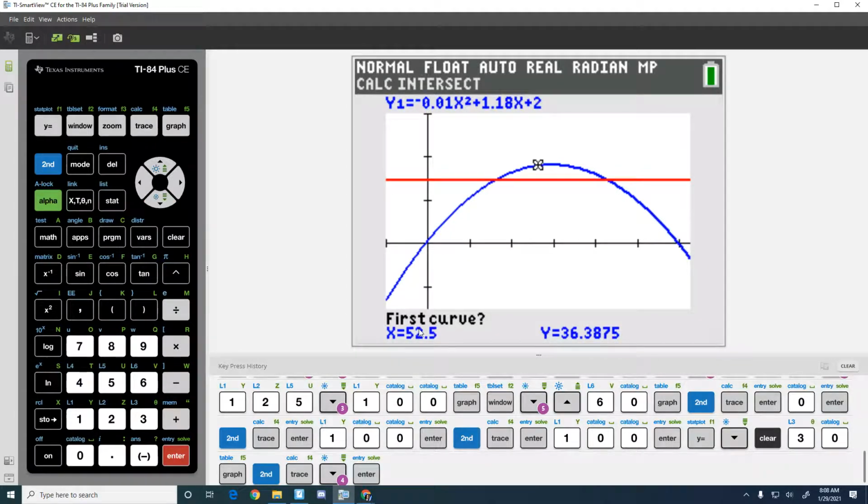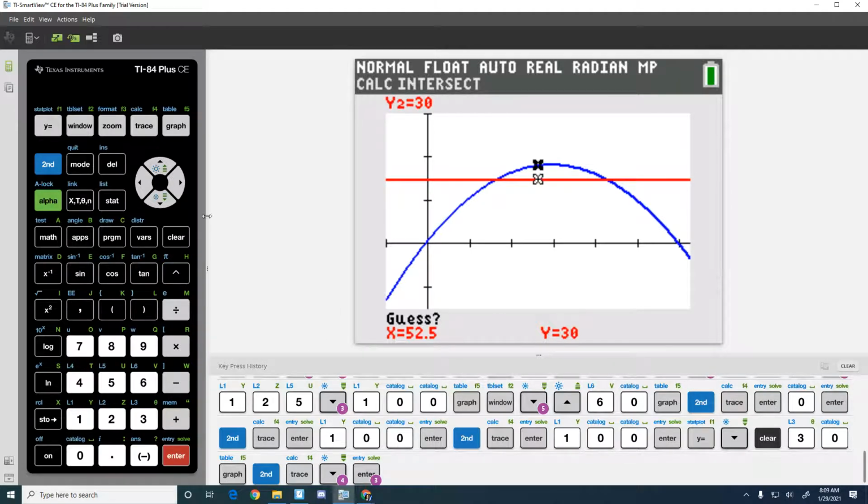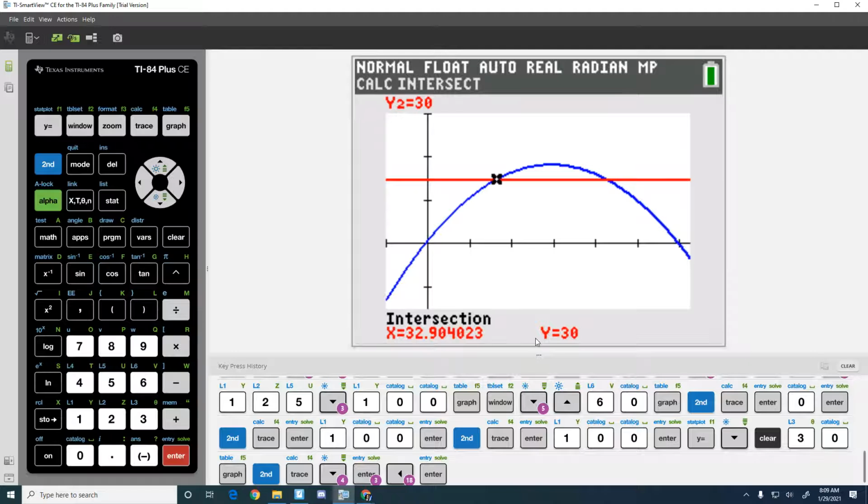And this one, there's no left and right bound. It just says what's the first curve or what's the first line that I'm finding the intersection of, hit enter. What's the second curve or the second line that I'm trying to find the intersection of, press enter. Then your guess, this is where the guess is important, because if I go to the left or if I go to the right, it's going to give me 2 different answers because there are 2 different intersection points. So here's where the guess is just letting the calculator know, I'm interested in finding this one. Hit enter. And one intersection point or one time when the ball will be at a height of 30 is when it is 32.9 feet.